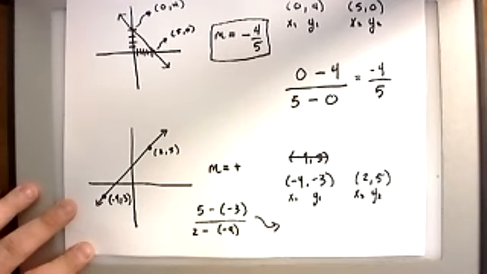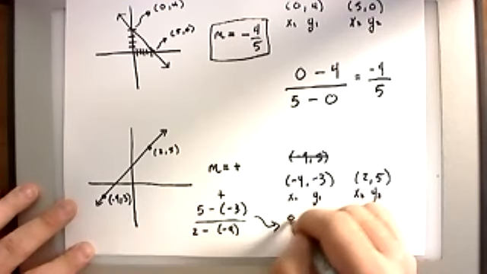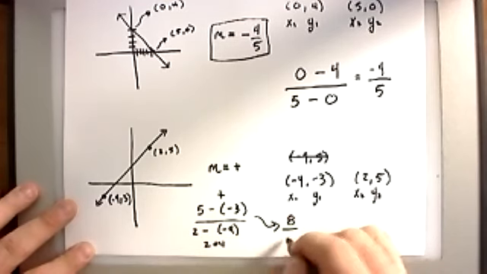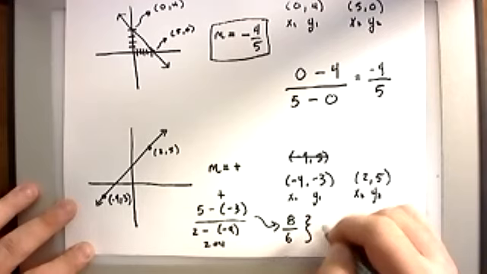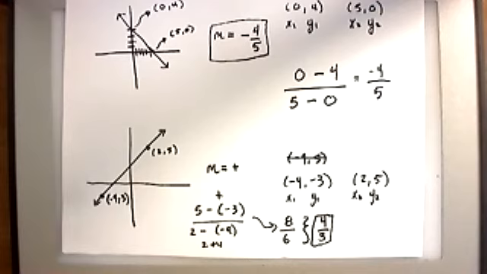Watch the double negatives, y'all. 5 minus -3, that's 5 plus 3, that's 8. 2 minus -4, that's 2 plus 4, that's 6. Do not forget to reduce. So your slope is 4/3. Positive, which we knew it would be, right? Positive because of the sign or the shape of the graph, okay?